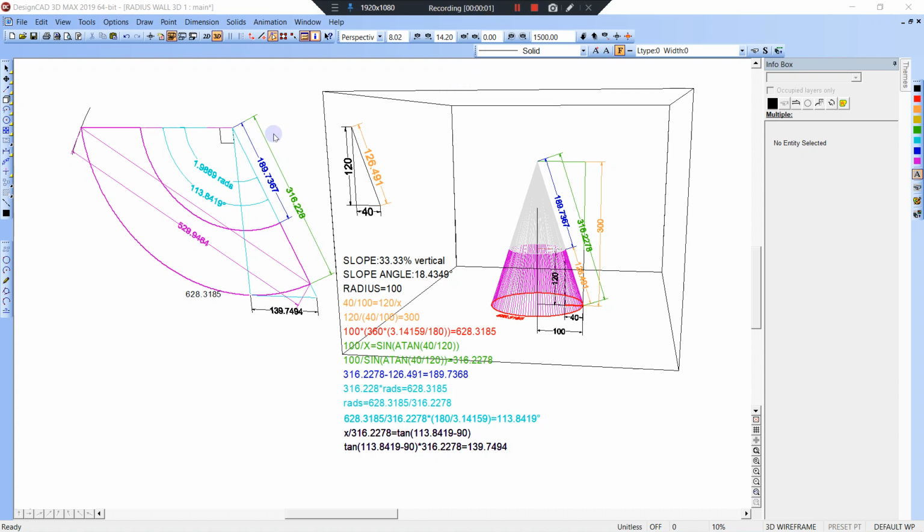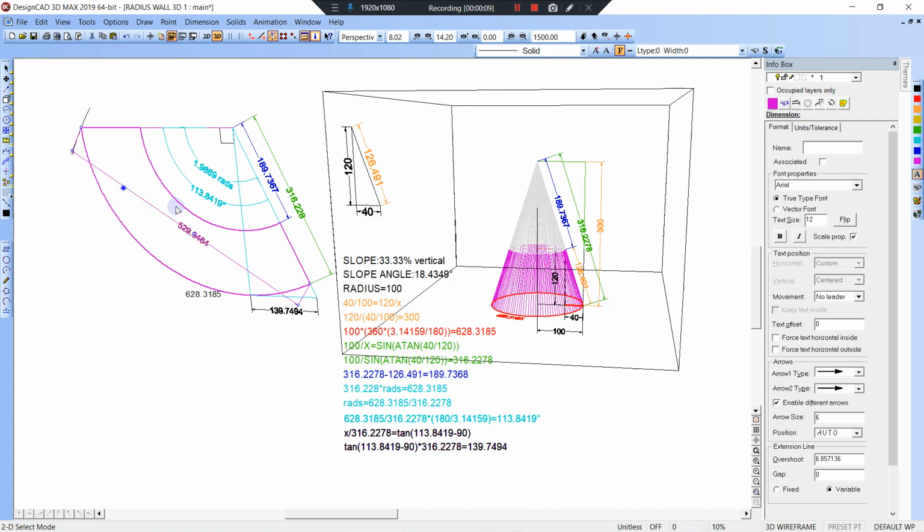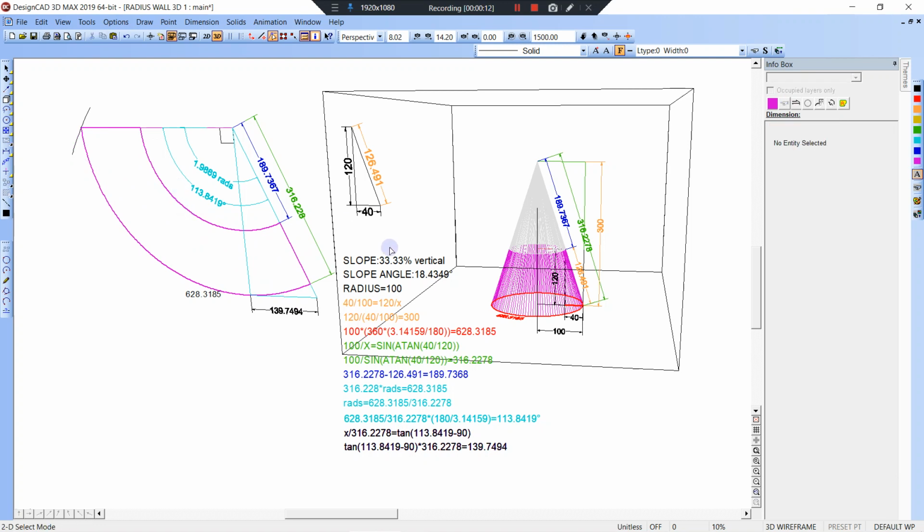Okay, welcome. In this video, I'm going to show you how to create a 2D pattern that fits around a 3D sloped wall. So it's really what it is, it's just a section of a cone.